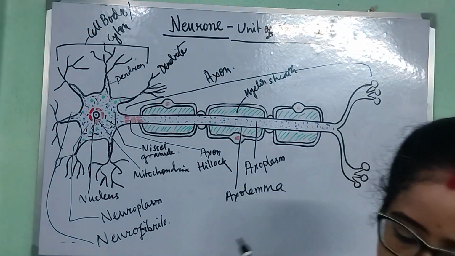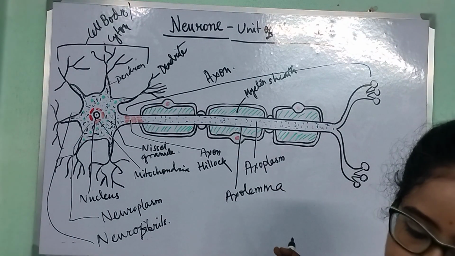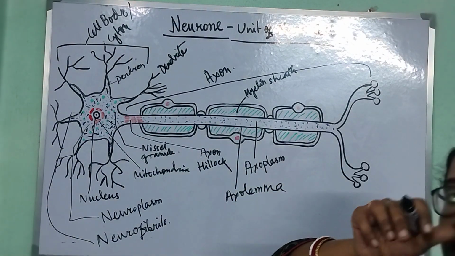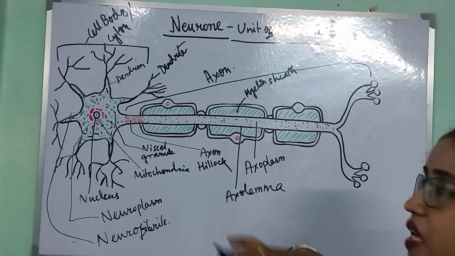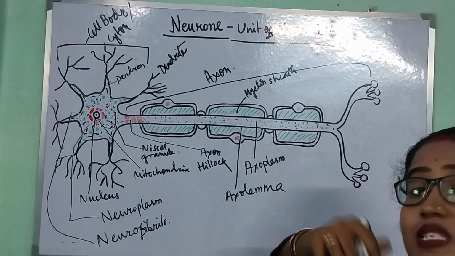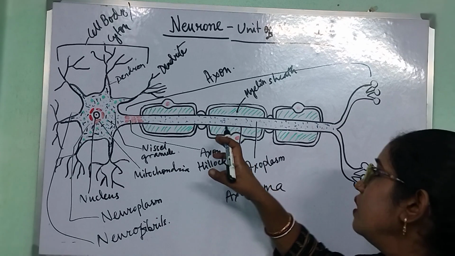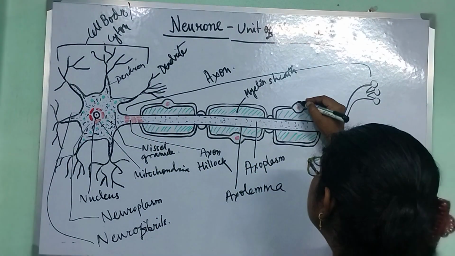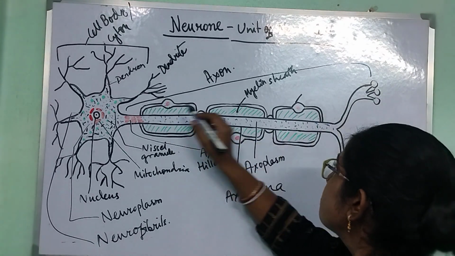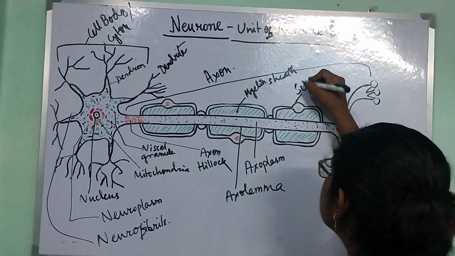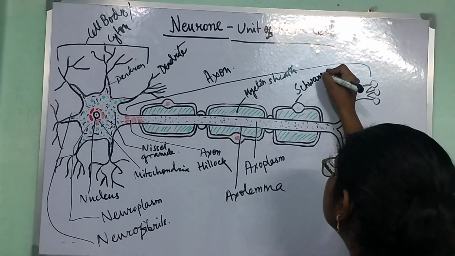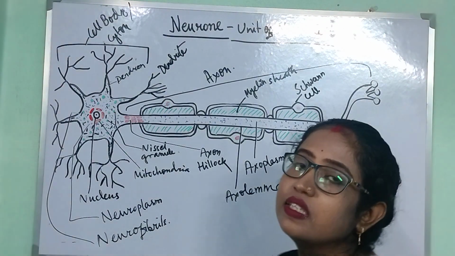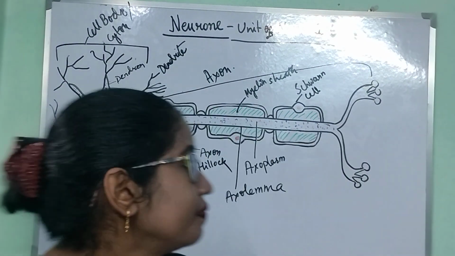Then we have the Schwann cell. The nerve cells have different cell-like structures inside them. These are known as glia cells, and the glia cell that is present in the myelin sheath is known as the Schwann cell.